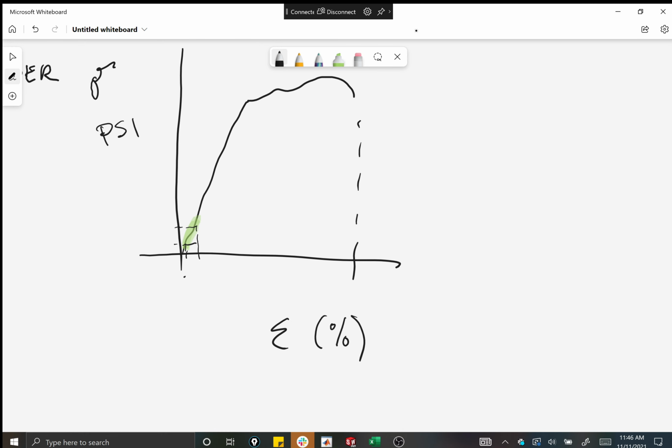Why would we do that? So we're saying the Young's modulus, or modulus of elasticity, is the slope of that line. So it's stress over strain. Why would we only measure it at the very beginning?